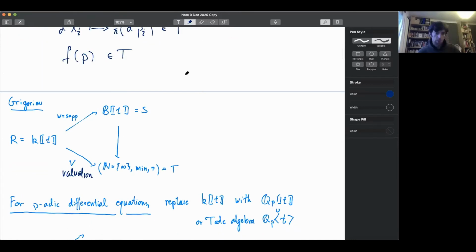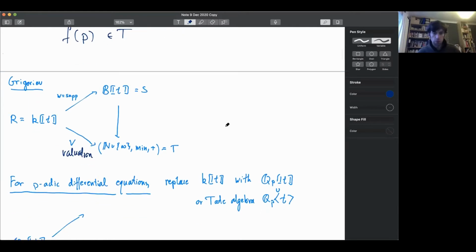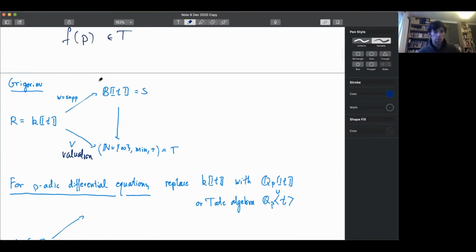Okay, so I'm going to say in a minute what I mean by a tropical solution, but Alex has already said that. So the problem now is, what do we do if we're interested in studying p-adic differential equations? Well, the first step is we need to change R.